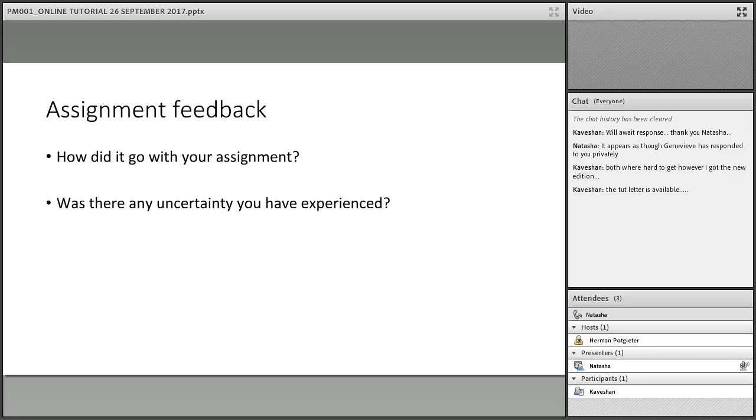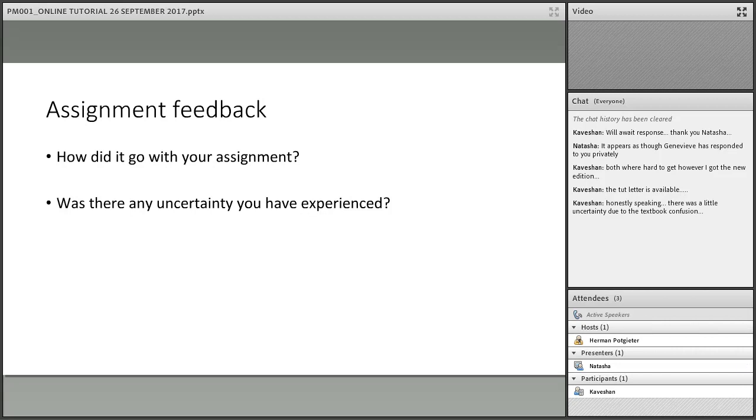The reason for this particular question is that we need to have a better idea of how you experience these assignments. This is how we, as your lecturers and IMM team and learner support team, can make the product that we offer better for you. So if you can, send me some assignment feedback while the presentation is going on.